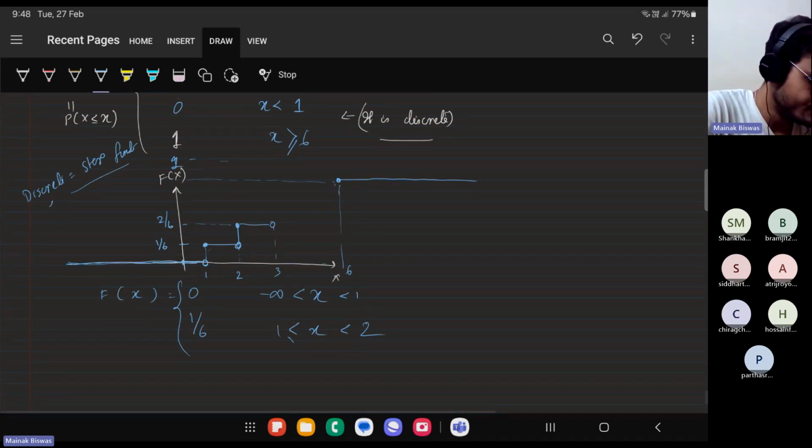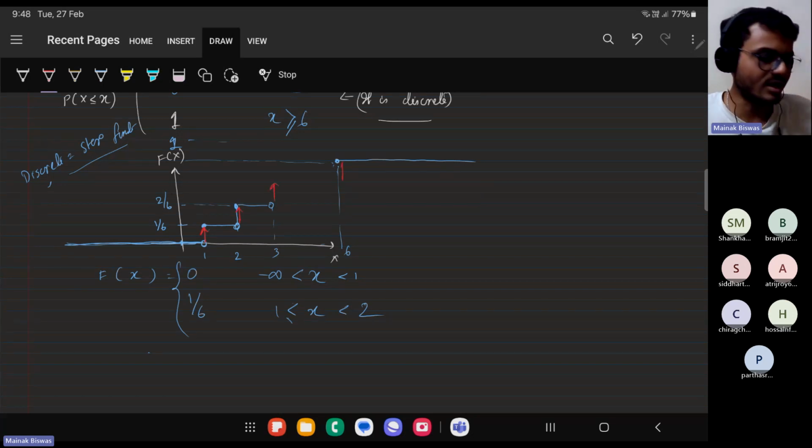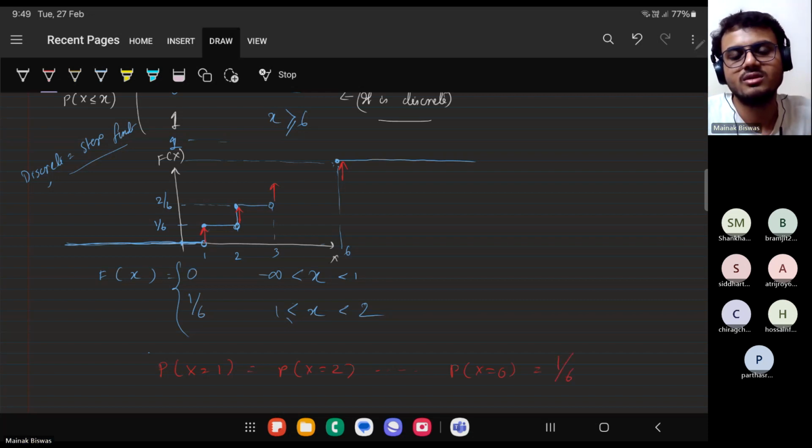So if I tell you to define it, do you see you have all the masses present at 1, at 2? So let us draw it here, 2, then at 3, and then at 6. Do you agree? All the mass is present at these points. So do you agree that probability of X equal to 1 is equal to probability of X equal to 2, dot dot dot, probability of X equal to 6, is 1 by 6? Yes or no? At every step you're going one step up, isn't it?